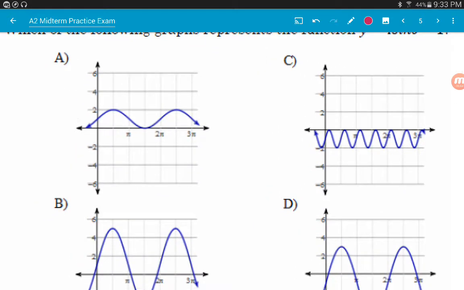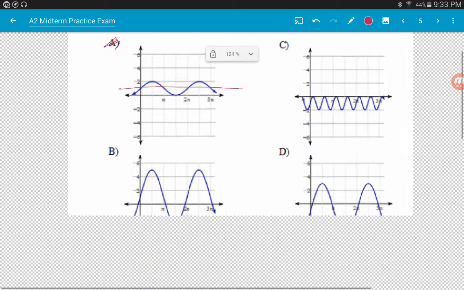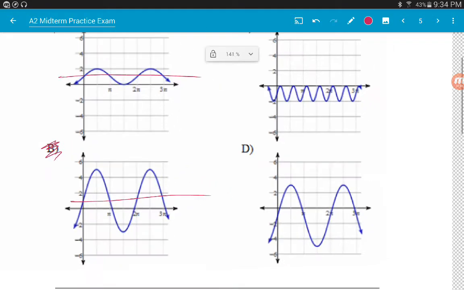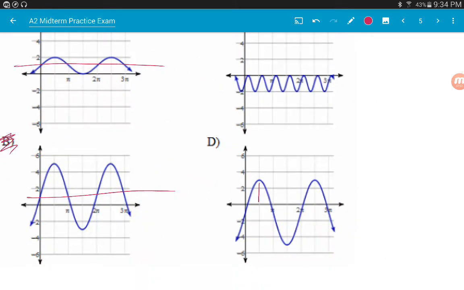Well, the line that goes through this is positive 1, so it's not A. This looks like negative 1, so it's possible. This midline, if I go to the middle between like 5 and negative 3, looks like it's about here. No, so it's not B. And this one looks like it could also be negative 1. So the real question is, which one of these goes up and down from the midline 4 units?